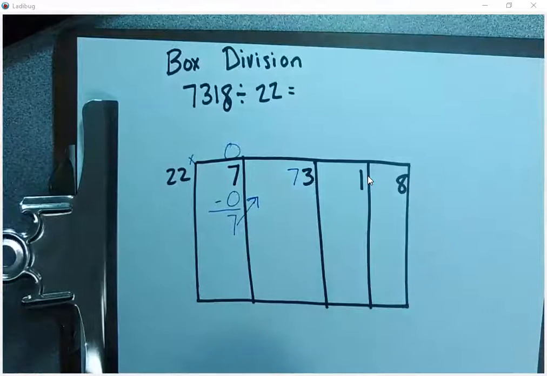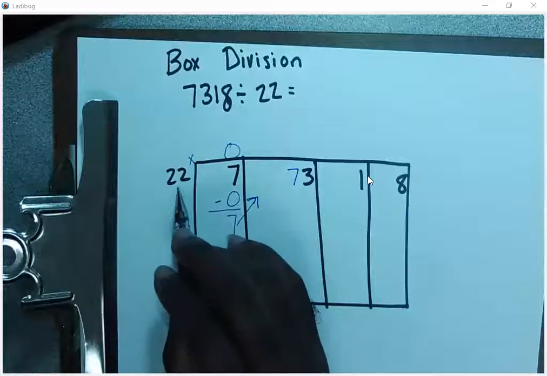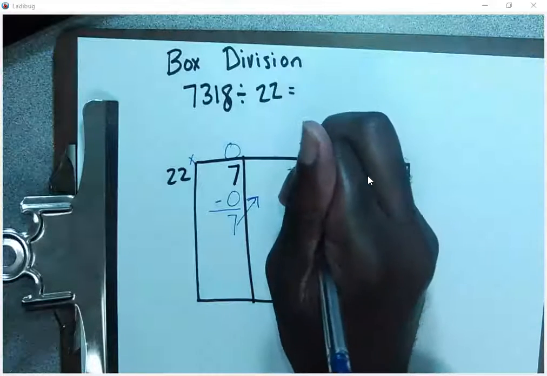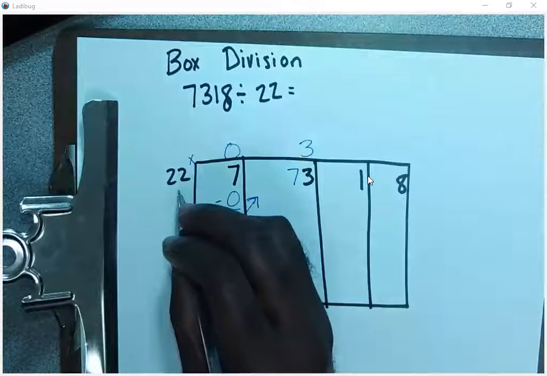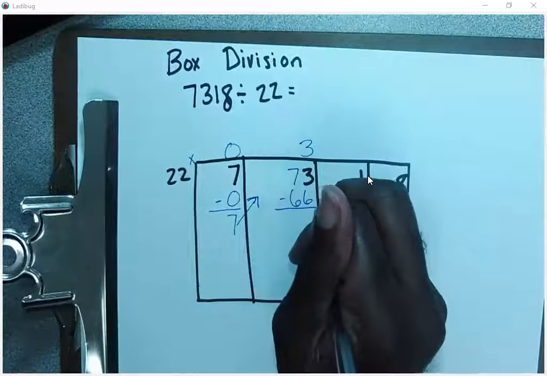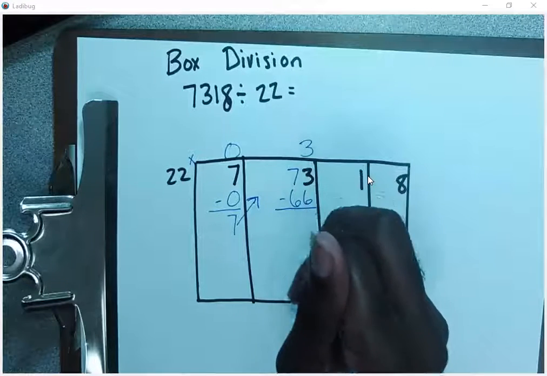And now I do the process over. How many times can 22 fit inside 73? It can fit 3 times. So I put my 3 up top. 3 times 22 gives me 66. Now I subtract, and 73 minus 66 gives me 7.